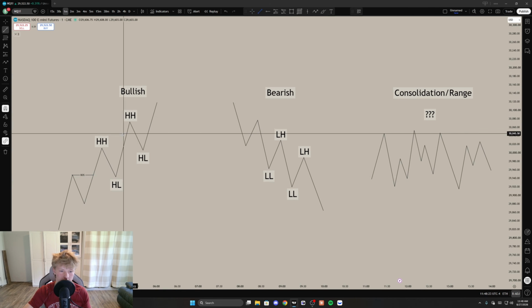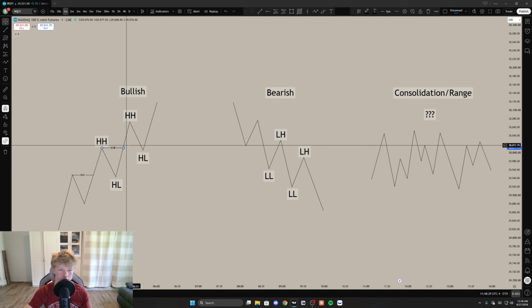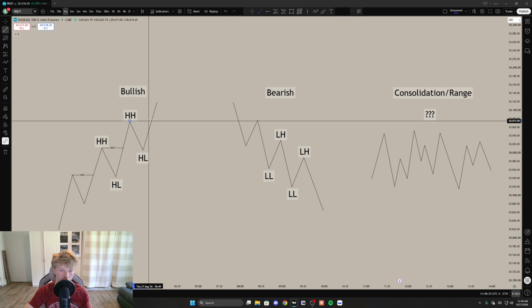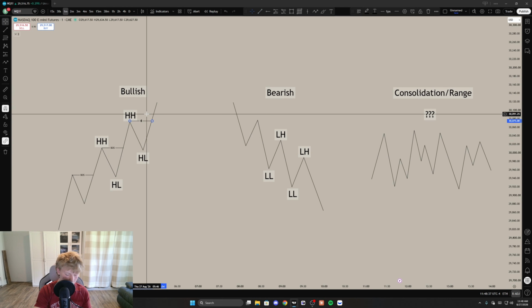Okay. Once again, we push past this area, making a higher high. This would be a break of structure because structure is continuing to break higher, creating new swing highs, new higher highs in the market. And then once again, right here, we have another break of structure.